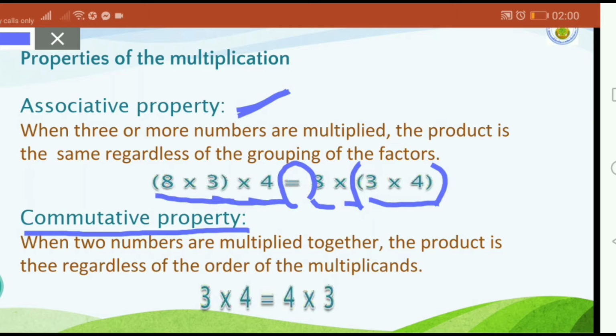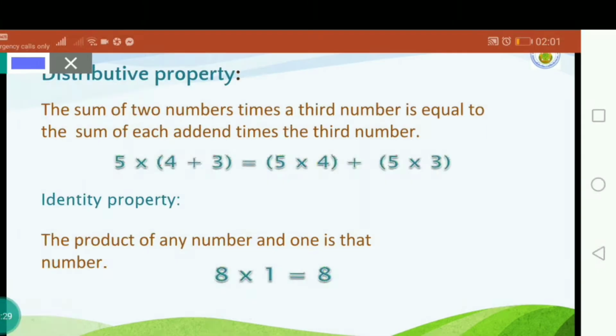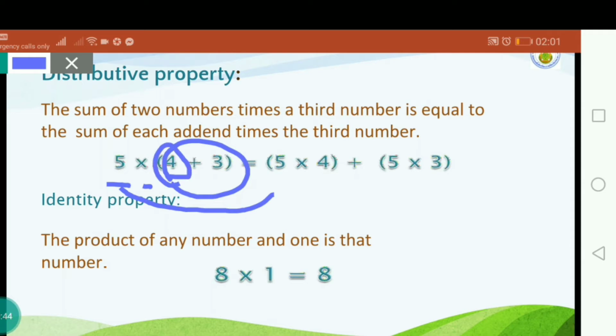Distributive property. So for example, we have 5 times 4 plus 3. We're going to distribute here and put inside the bracket: 5 times 4 plus 5 times 3. This is what we call the distributive property.